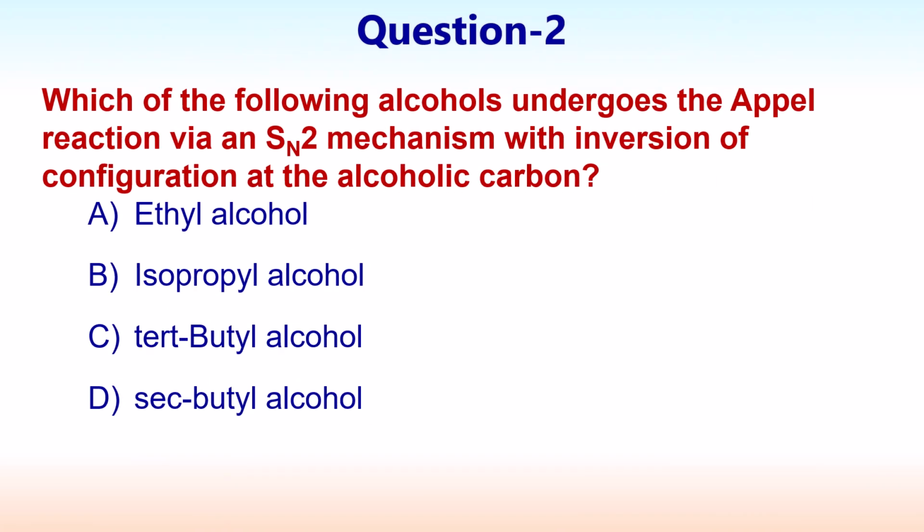Now this is the second question. Which of the following alcohols undergoes the Appel reaction via an SN2 mechanism with inversion of configuration at the alcoholic carbon? Option A, ethyl alcohol. Option B, isopropyl alcohol. Option C, tertiary butyl alcohol. Option D, secondary butyl alcohol. Choose the correct option and write it in the comment section.